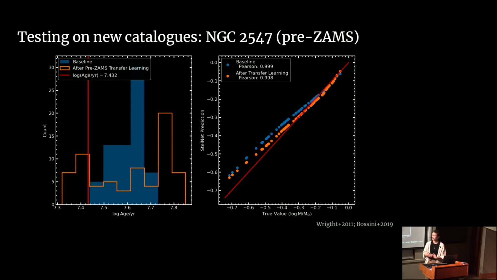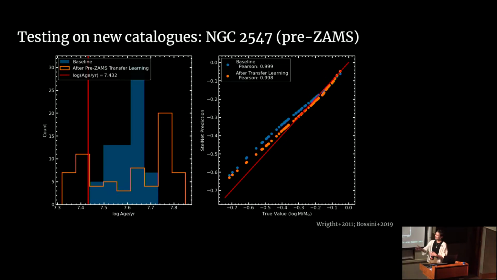We can also perform the same test on the pre-ZAMS cluster NGC 2547, which is about 30 million years old. So you can see in the age distributions that after transfer learning, we've counteracted what looks like a systematic age overestimation that we saw in the baseline model, which is the blue histogram. However, we've widened the distribution considerably. And again, I will circle back to this after I tell you that both models are doing really well at estimating mass, which is good.